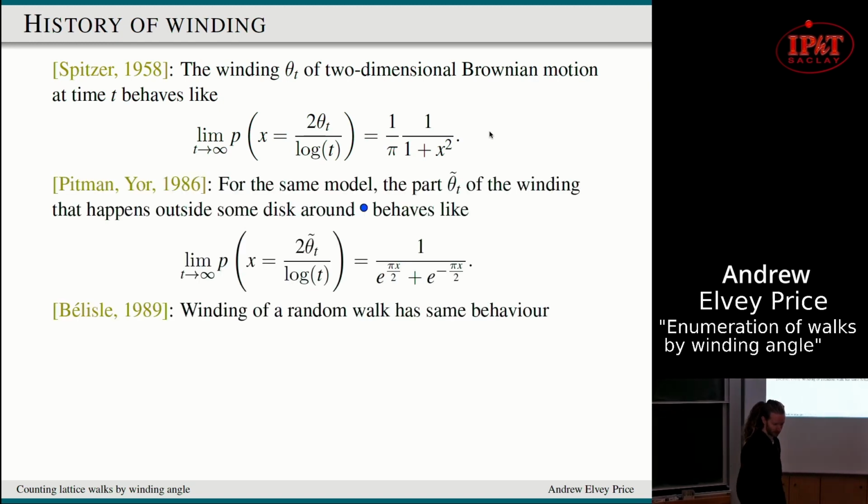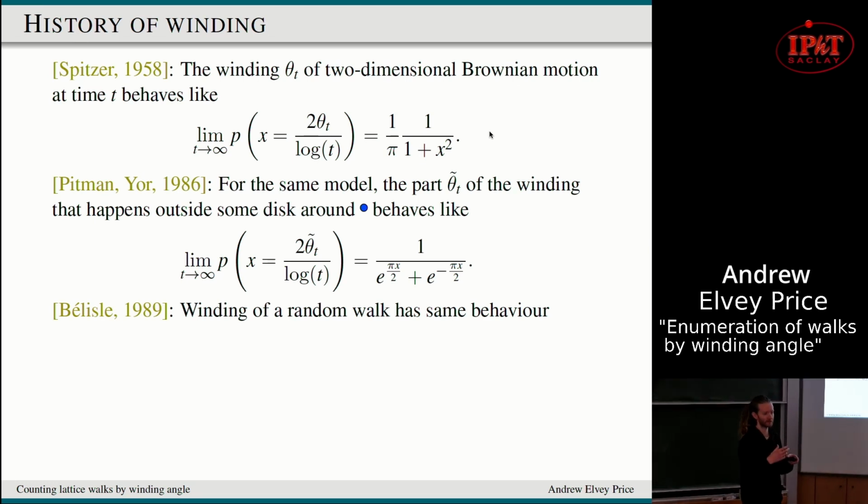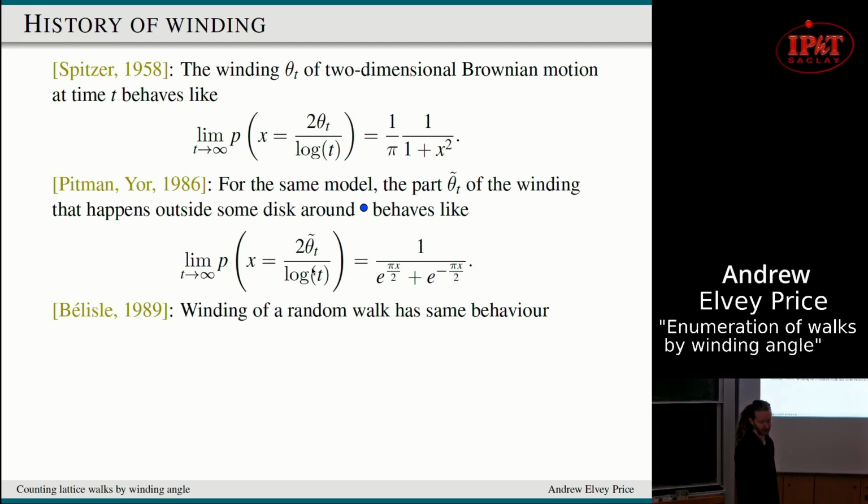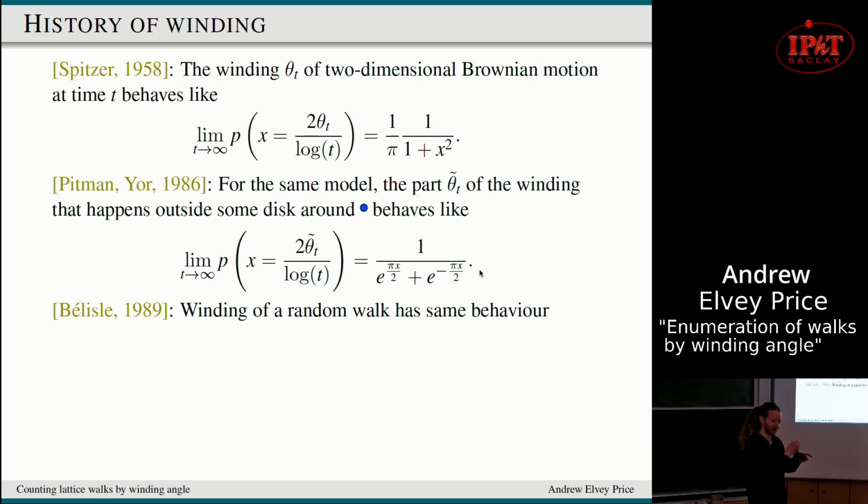And so Pitman and Yor considered a model where you only count the winding that happens outside some small disk around the origin that you're winding around. In that case, the rescaling is the same, so we still rescale by log t, but the density dies off much more quickly. So it's just this step. What is the radius of the disk? Yes, the radius doesn't matter in the limit, because most of the winding happens either very, very close or sort of far away in the limit.